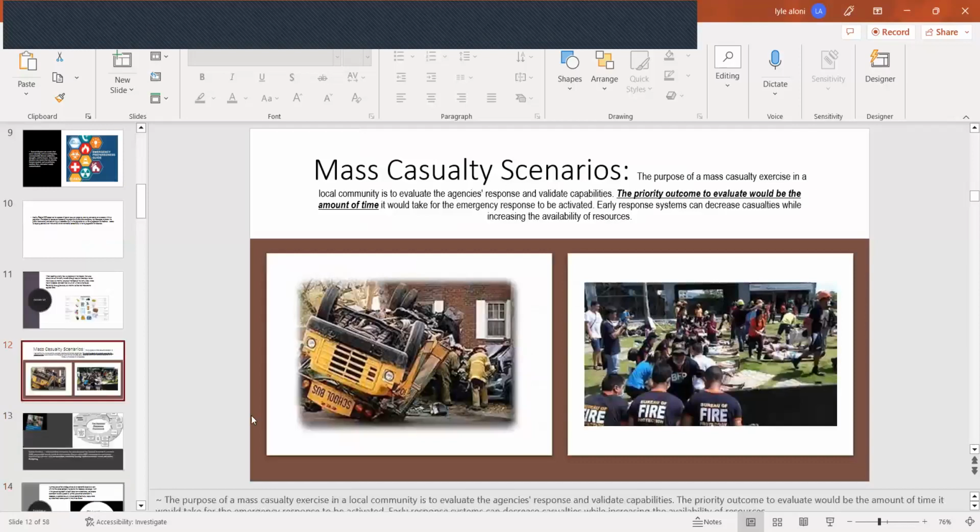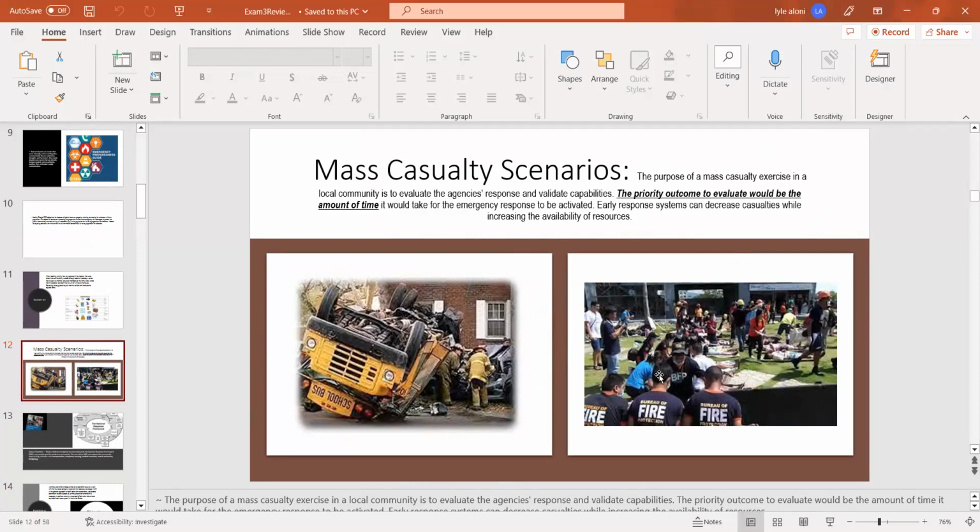tonight. When we look at mass casualty scenarios, the purpose of them, and we talked a little bit about, not really that, but more so with outbreaks, our priority with these mass casualty things is we prepare like a fire drill. We prepare to see how much time it would take if an emergency happens. And what that does is it helps to decrease casualties when we're looking at our availability.